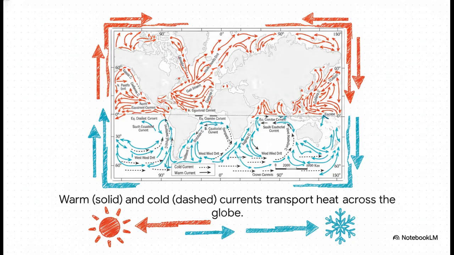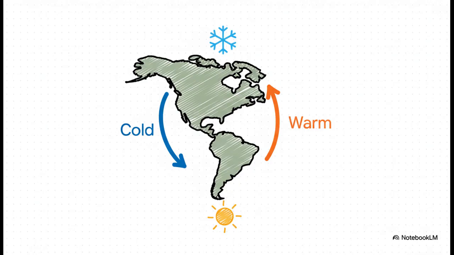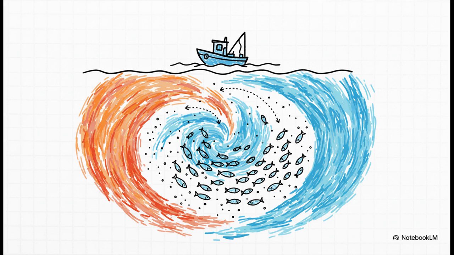How cool is that? Okay, so let's make this crystal clear for your exams. Warm currents, they flow from the warm equator towards the cold poles. Cold currents, they do the opposite, flowing from the poles back to the equator. And here's a little trick to remember. Warm currents are usually on the east coast of continents, and cold currents are usually on the west coast. Got it?